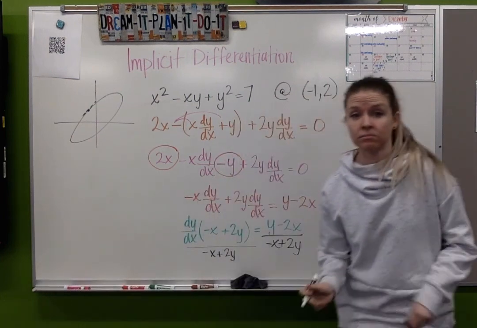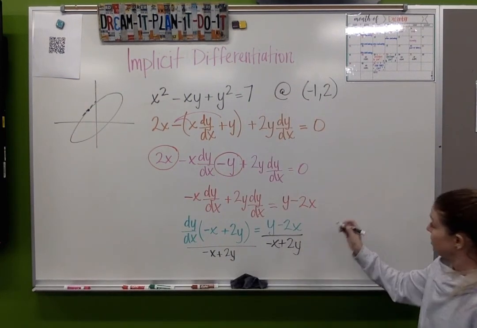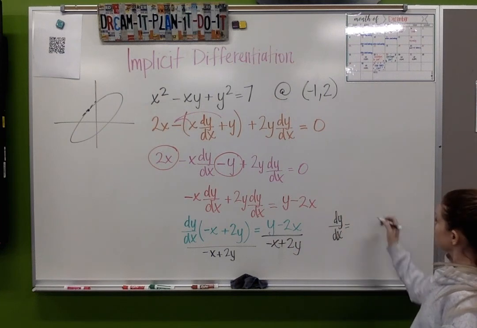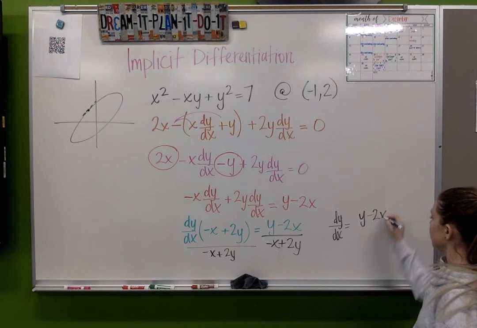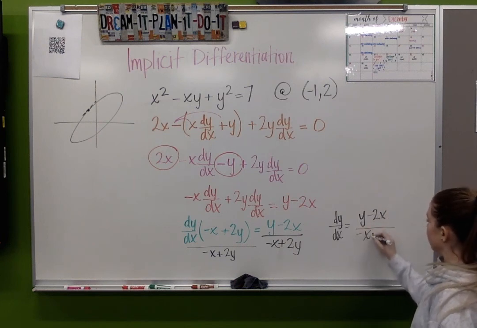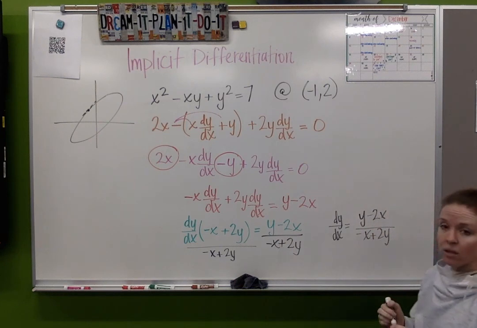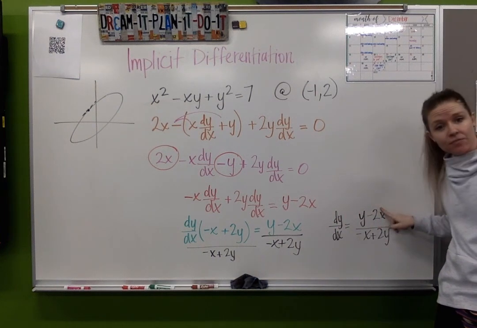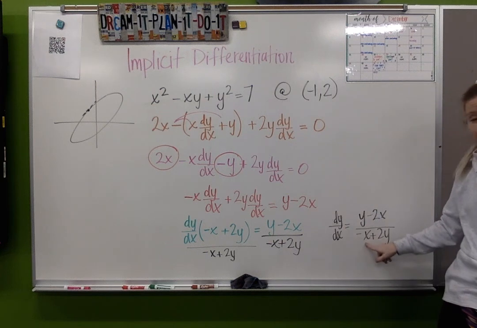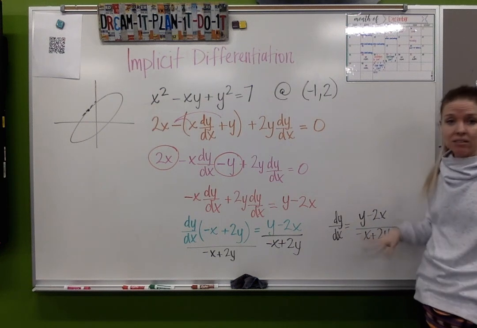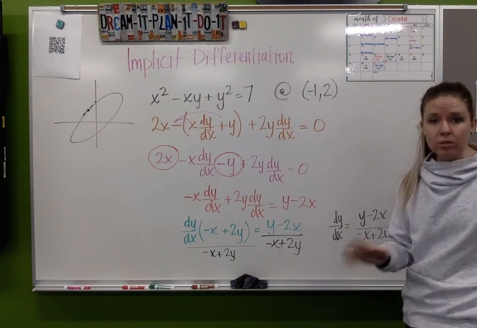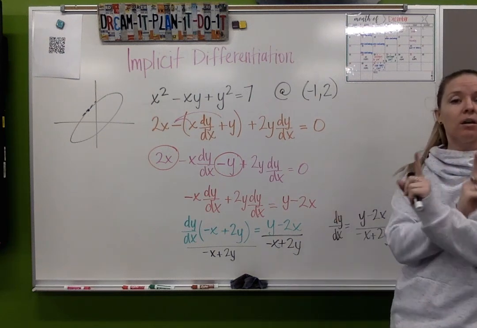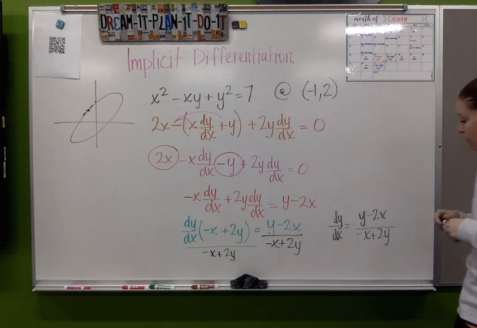So from here, we're going to get our solution. Our isolated dy/dx equals (y minus 2x) divided by (negative x plus 2y). Order isn't important. This could be negative 2x plus y. Down here you could have 2y minus x. We're going to get the same slope, so don't get too stressed if your isolation looks a little bit different or your order is a little bit different.